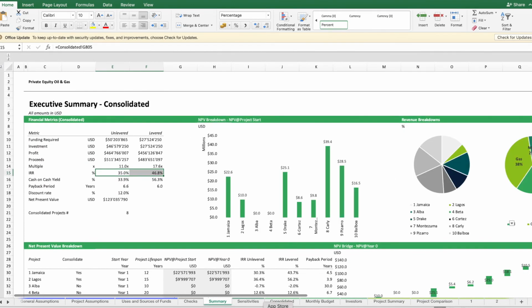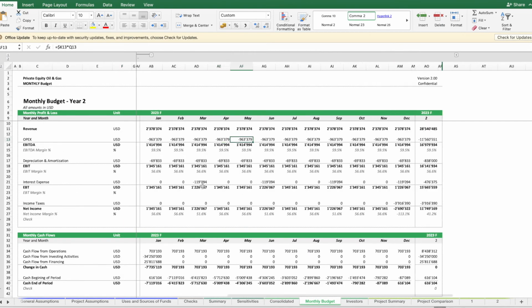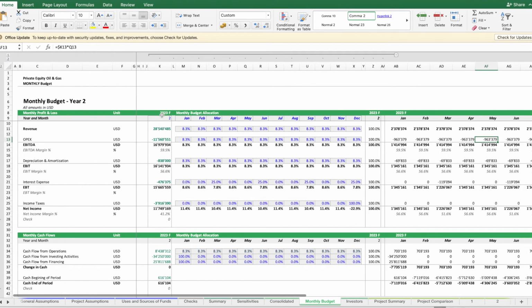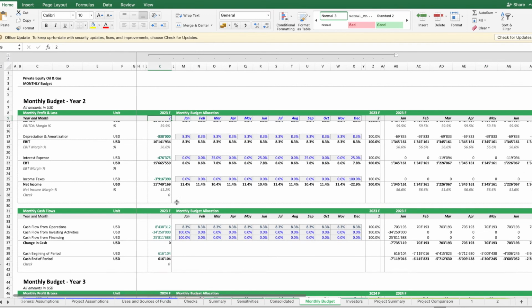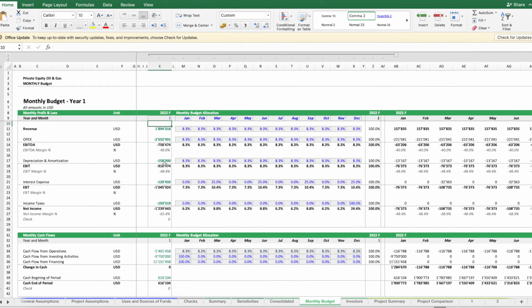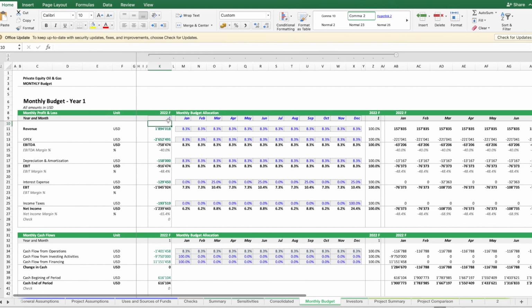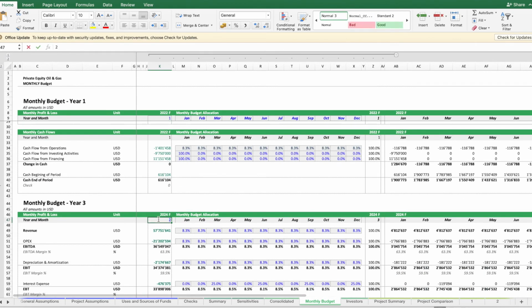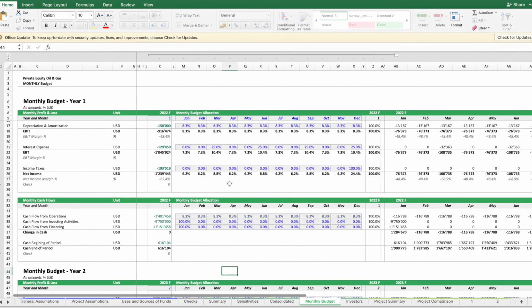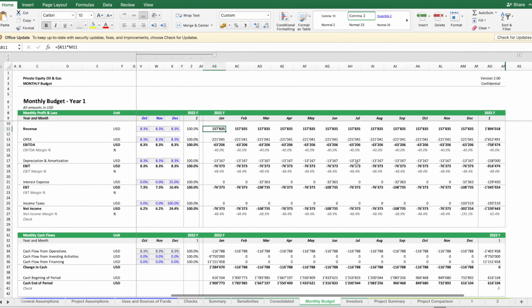There are 2 more things I would like to show you. One is a monthly budget. For the first 2 years, another question which could come up is, in this case, we have year 1 or year 2. If you want to plan, we have the yearly plan, and then we want to know how this would look on a monthly basis.